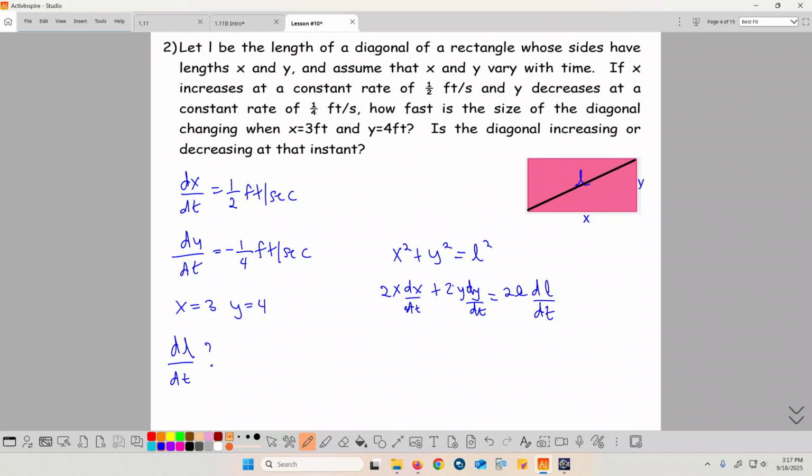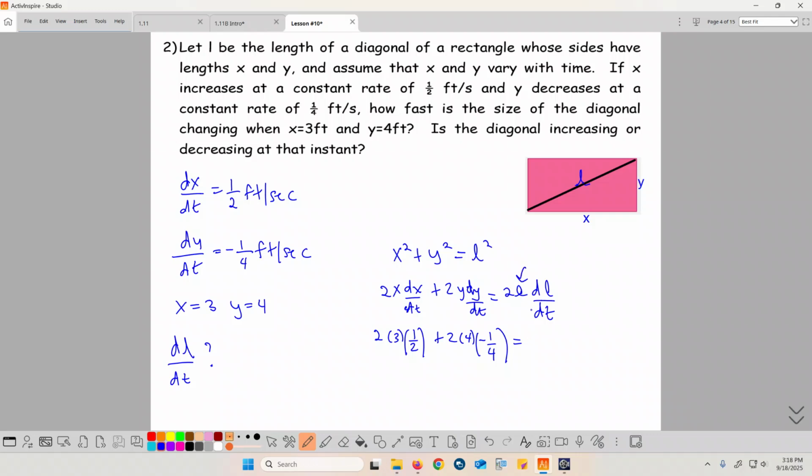All right, so we got this ready to go. And remember, we're working on isolating dL/dt. So let's plug in our particulars now that we've derived implicitly. We know that x is 3, so this is really 2 times 3. dx/dt was 1/2, so I can plug that in. Plus 2, we know that y is 4, dy/dt, that should be negative 1/4. Okay, equals 2L.